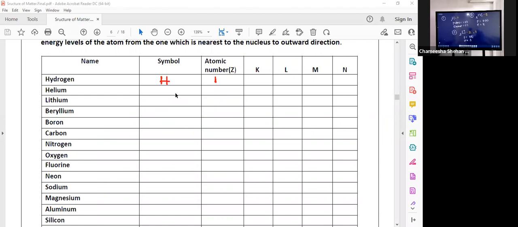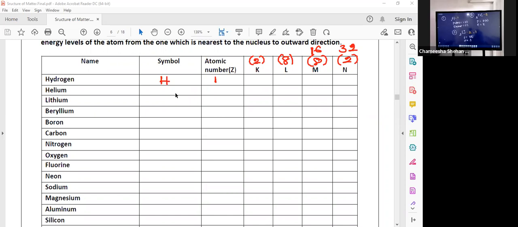So K energy level, we can maximum put 2 electrons in it. We have to mention it. L, maximum you can put 8 electrons. Actually, M can be put with 16, but what do we do? We only insert 8 electrons. N you can maximally put 32, but we don't have to put 32. We only go with 2 electrons. When we go like this, we can fill out the electronic configuration of all the first 20 elements.